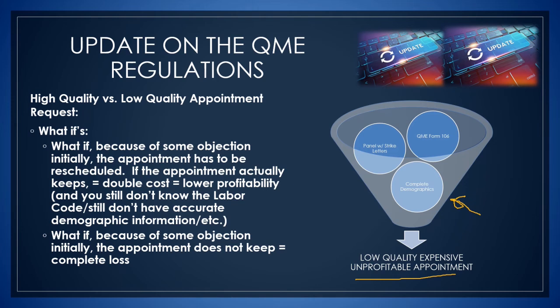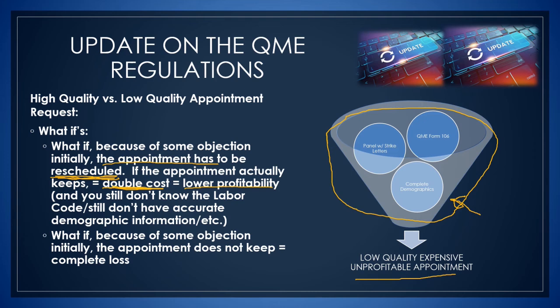But let's say, for example, the appointment then gets rescheduled. Like, for example, the parties go to a hearing on the specialty of the panel. The medical director approves the panel upon your wish, and the parties decide, okay, they're going to go ahead and schedule with you anyway. And the appointment has to be rescheduled. 2 cycles of action. Well, if the appointment actually keeps, that equals double your administrative costs, which lowers the profitability of the evaluation. And you still don't know the labor code, you still don't have accurate demographic information, you still don't have all the information that you could, should, or would have gotten up front had the parties provided you all of that information.